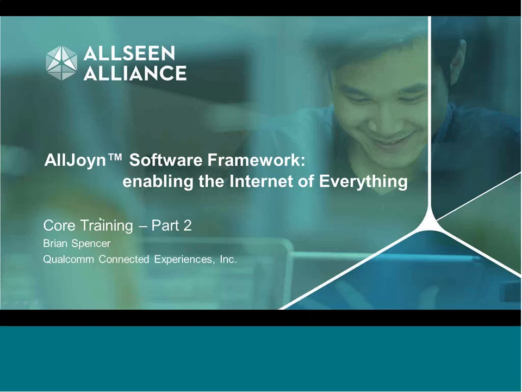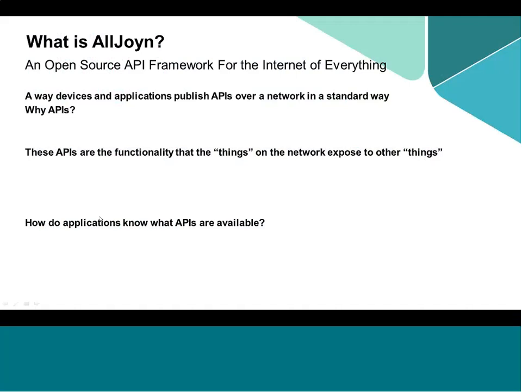And so what we're going to do again here is cover the core training session. And I'm going to do a quick recap of AllJoyn. AllJoyn, again, is an open source framework that's really designed to be the glue for the Internet of Everything. And what it allows for is the ability for devices and applications to publish a set of APIs on the local network in a standard way.